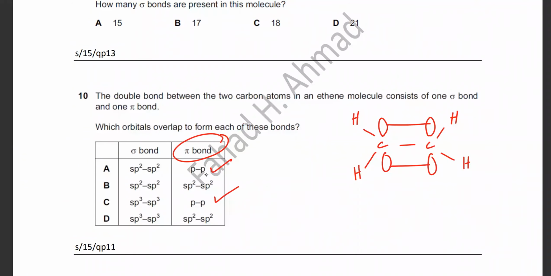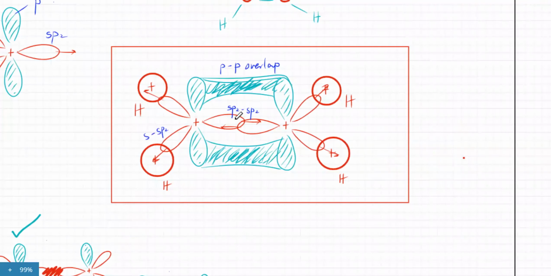So the answer for this one is going to be A: between the two carbon atoms, the sigma bond is formed when an sp2 of one carbon atom overlaps with the sp2 of the other one.